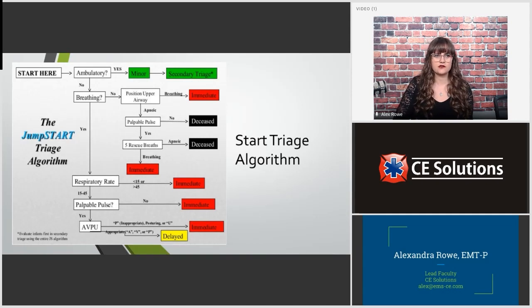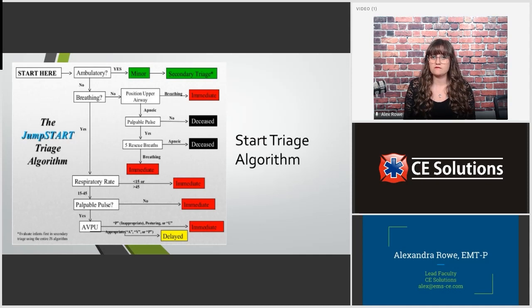Here's a picture of the JumpSTART triage algorithm. This is usually used for pediatric patients: infants, children, and adolescents. So we can look at this. Are they ambulatory? Yes or no? If yes, then obviously they'd be categorized as green, just like any other patient. If they're not ambulatory, then we look at the more critical thing. Are they breathing? If they are breathing, then we base it off of their respiratory rate. If the respiratory rate is good, we look at their pulse. If it's good, we look at their mental status. Any abnormalities in respiratory rate, pulse, or mental status, they are automatically categorized as immediate, or put in the red category.